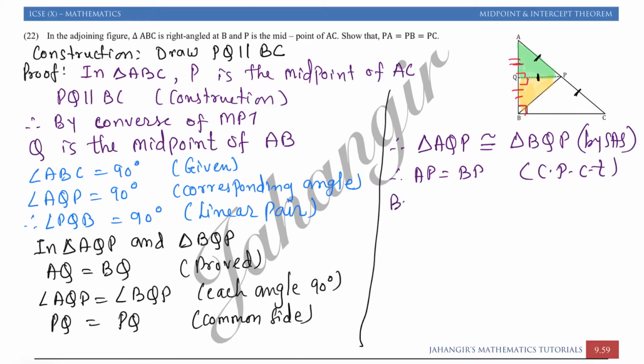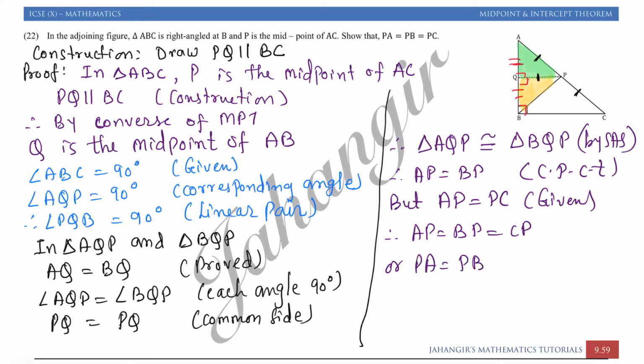But as we can see, P is the midpoint. So, we can say AP is equal to PC, given. So therefore we can say AP is equal to BP is equal to CP, or we can even write PA is equal to PB is equal to PC. And it's proved.